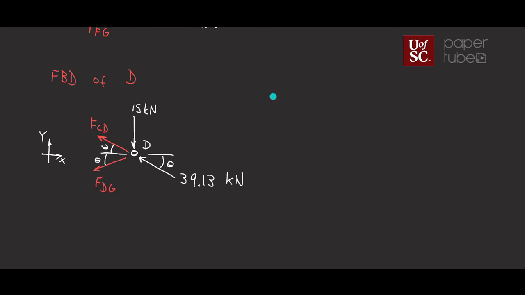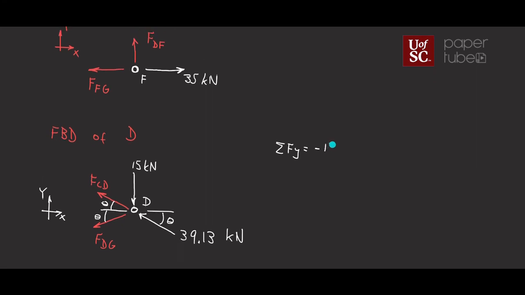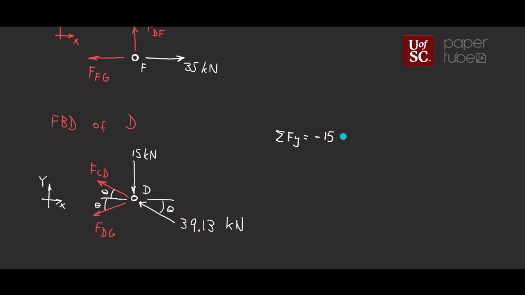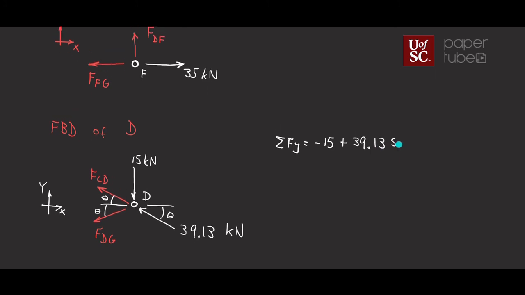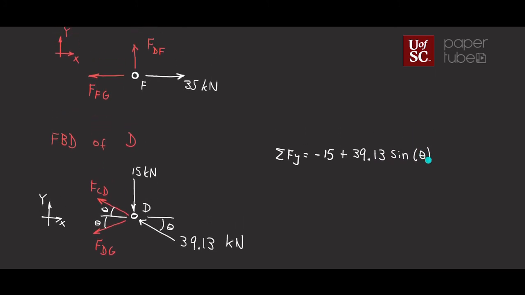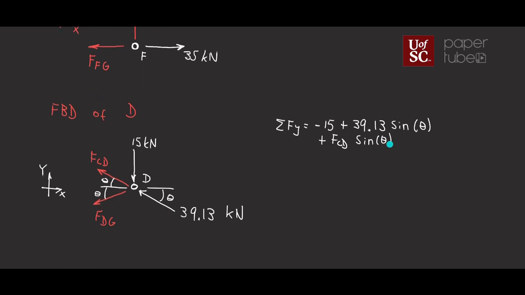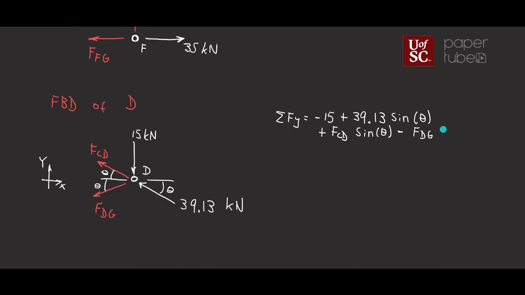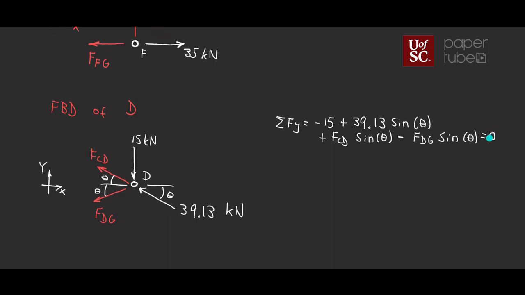So for the sum of the forces in Y, what do we get? We have minus 15, plus 39.13 times the sine of theta, plus FCD sine of theta, minus FDG sine of theta. Okay, I have two unknowns in one equation. I cannot solve that with only one equation. Okay, I need to write another equation.